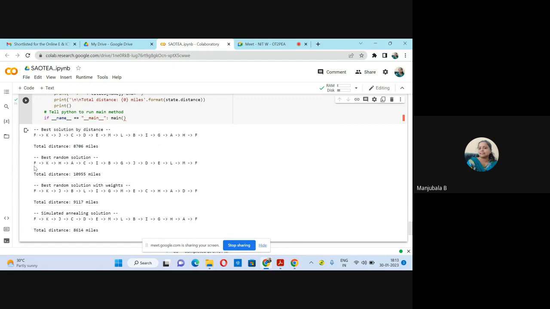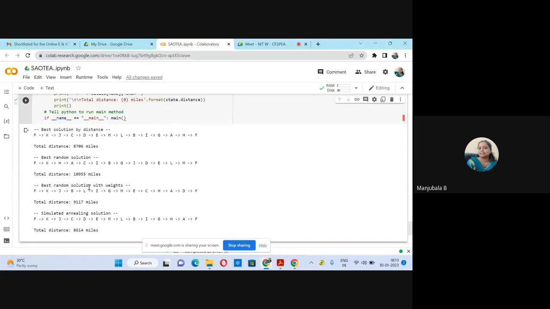Then the best random solution, randomly one city is selected. Again, the starting city is always F only, so F to F, right? But you see the cities selected are different for the first one and the second one. Here we are getting the total distance as 10,955.